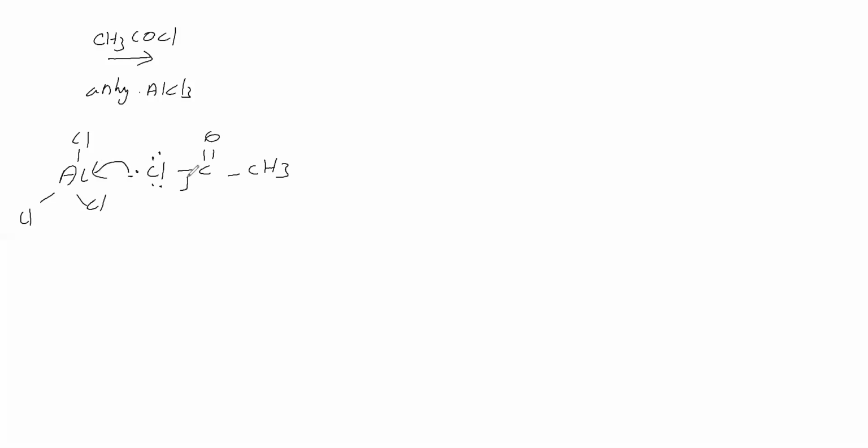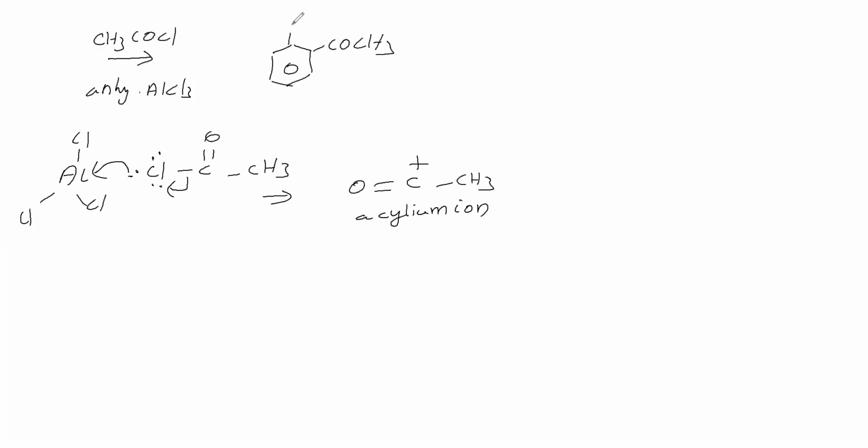It is going like this. This bond is shifting like this. Therefore, what electrophile is created? It is called the acylium ion. This acylium ion, this electrophile, is attacking the phenyl ring at ortho and para positions. Therefore we get the acetyl group at the ortho position, then at the para position. This is Friedel-Crafts acylation, we can say.